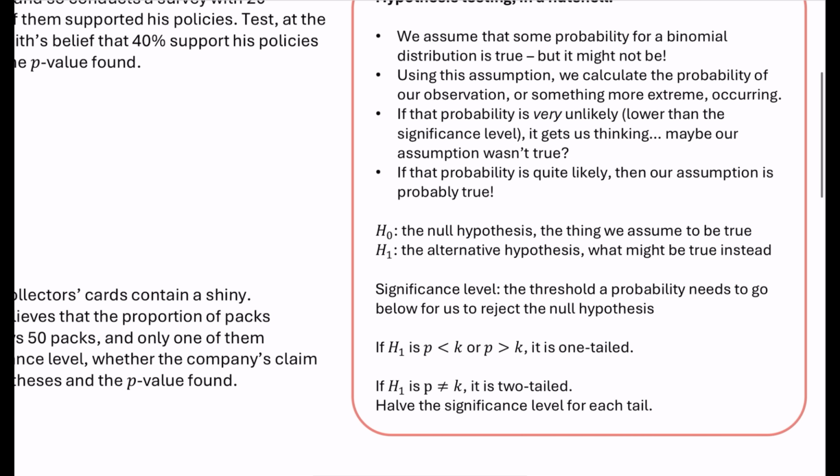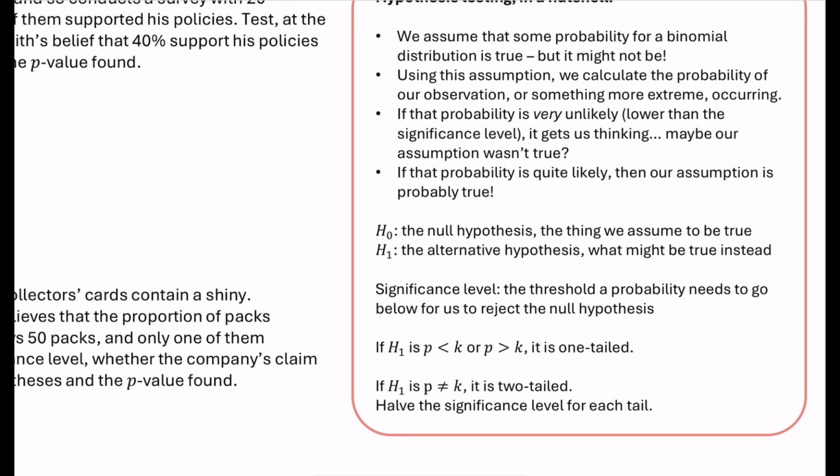So a few little bits of language with this. We use H0 for the null hypothesis, the thing that we assume to be true. And then H1 is the alternative hypothesis, which is what might be true instead. The significance level is the threshold a probability needs to go below for us to reject the null hypothesis. It's this thing that we were talking about over here.